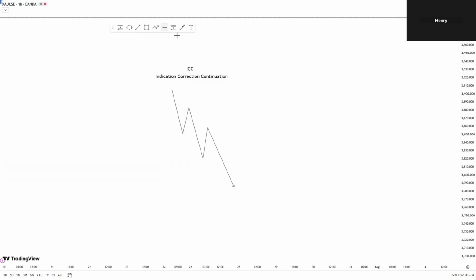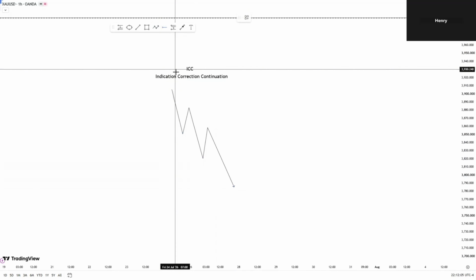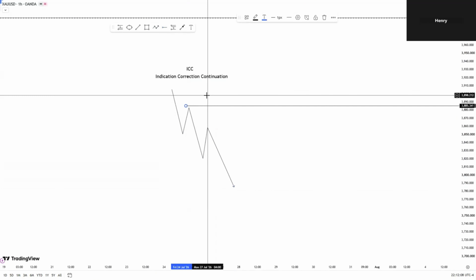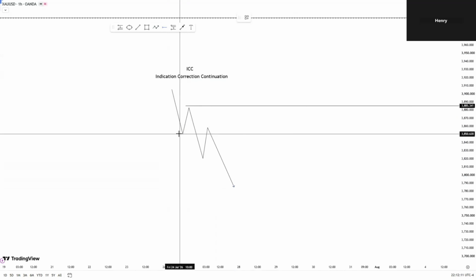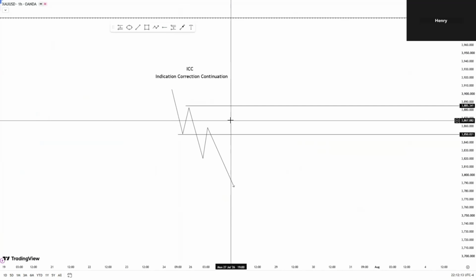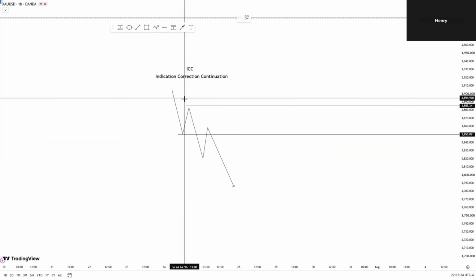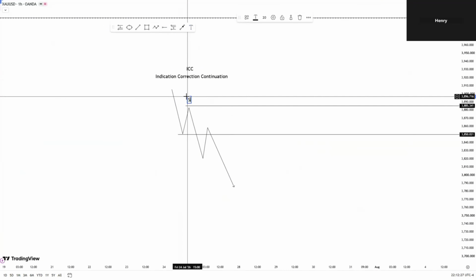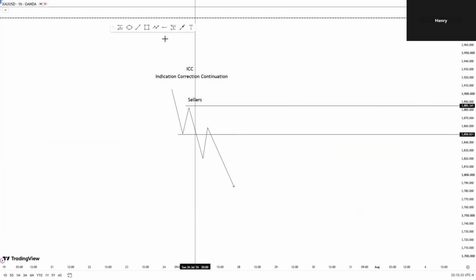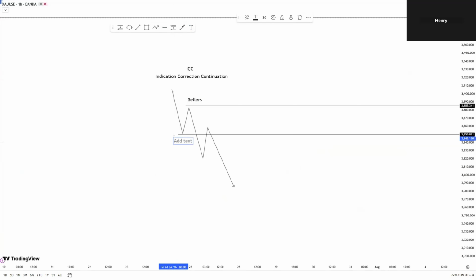Let's go ahead and mark up our levels, right? This is a lower high. Boom. This is a lower low. Boom. What is a lower high and what is a lower low? A lower high is pretty much a level of sellers. Let's keep it as simple as possible. This is our lower high, let's just write sellers. And a lower low is a level of buyers, so let's just put buyers, all right?